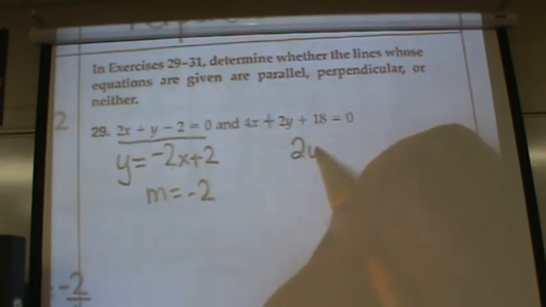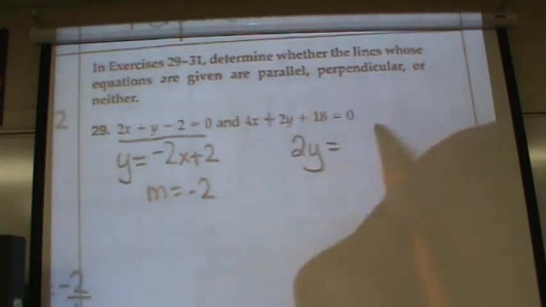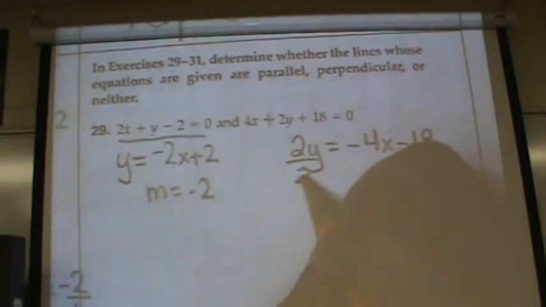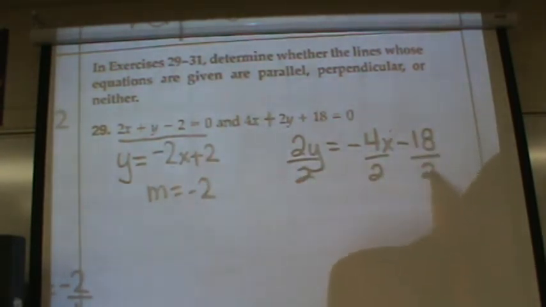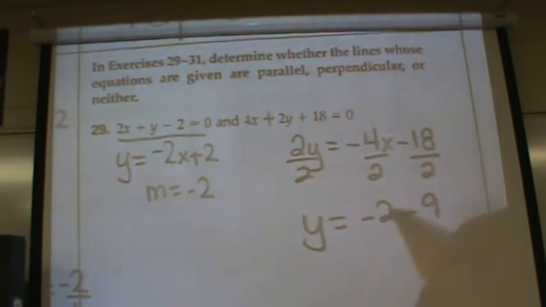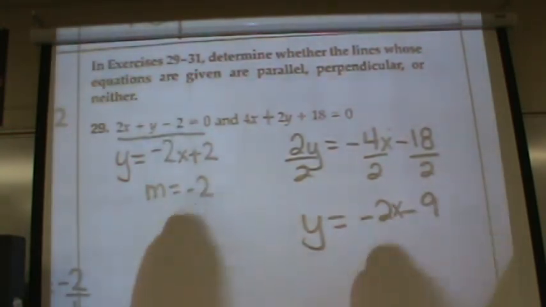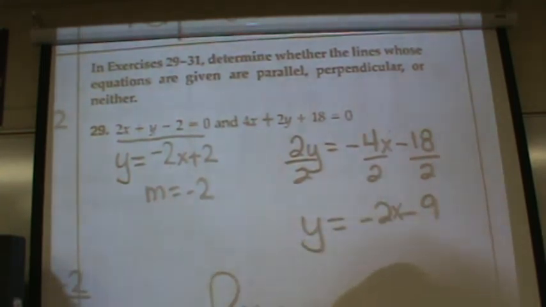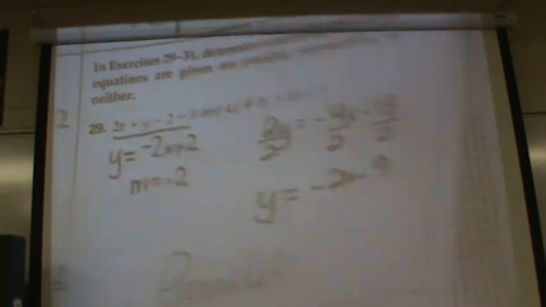So we get 2y equals, slide these two on the other side, -4x minus 18, and then divide by 2. Now what can you tell me? What is the slope on both of these? Oh my god, they're parallel. Their slopes are the same.